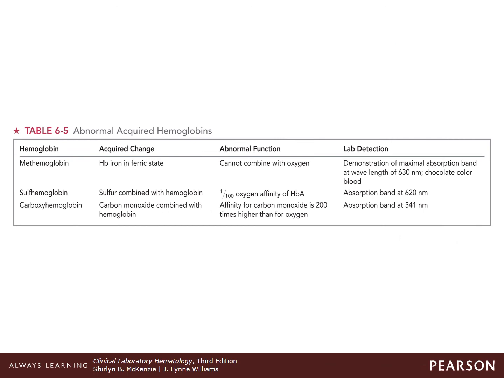Now 6.5 is a good chart to show you the abnormal acquired hemoglobins, what their acquired change is, and how we can detect it.